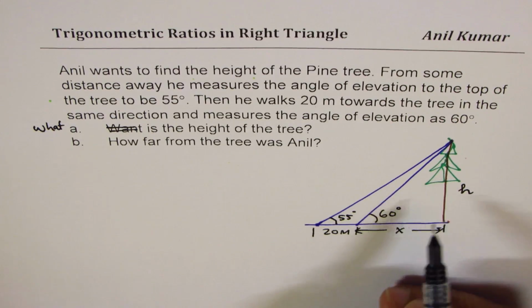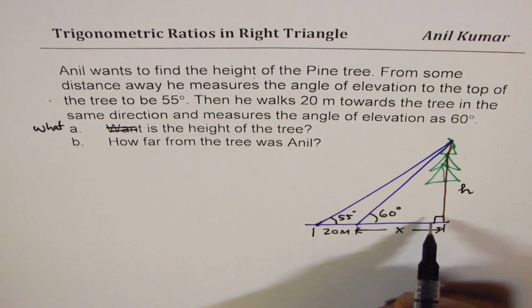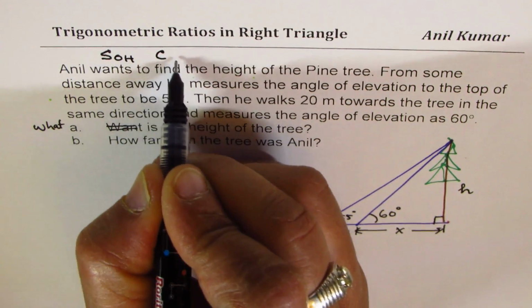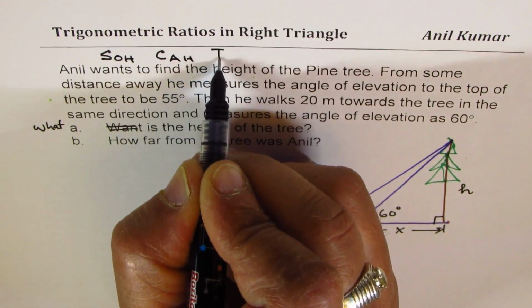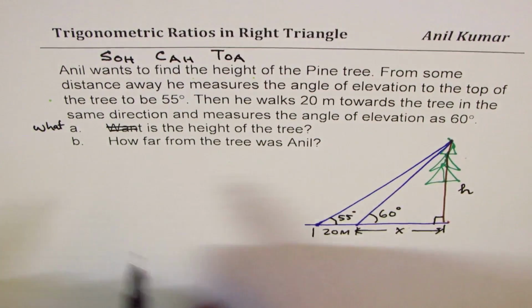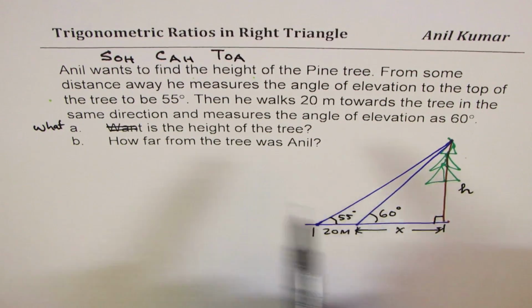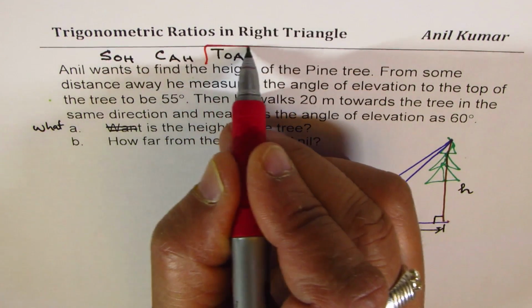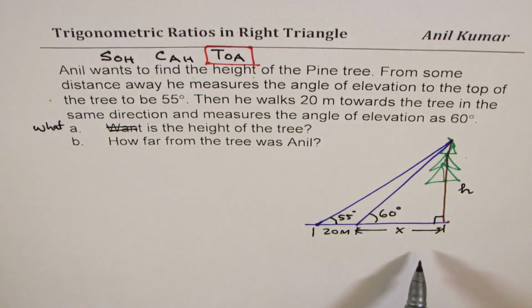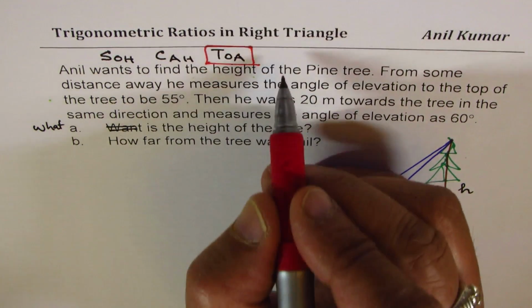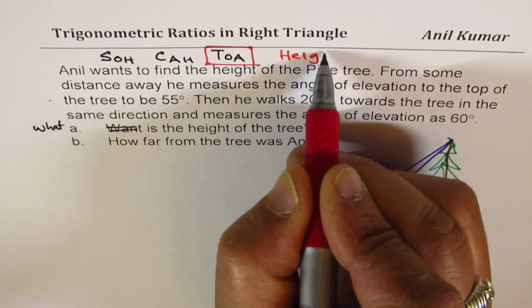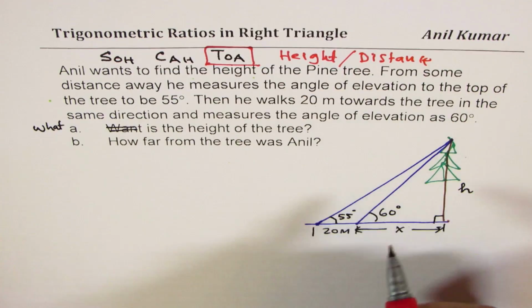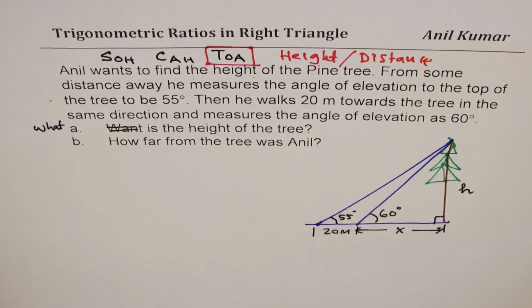Now, in this particular case, we know this is a right triangle, and we also remember sine is the ratio of opposite over hypotenuse, cosine is adjacent over hypotenuse, tan is opposite over adjacent. In all height and distance problems, tan is the key. Do you see that? Height and distance, tan is the key. So at times you may have a series of height and distance problems. Always use tan. Is it okay?